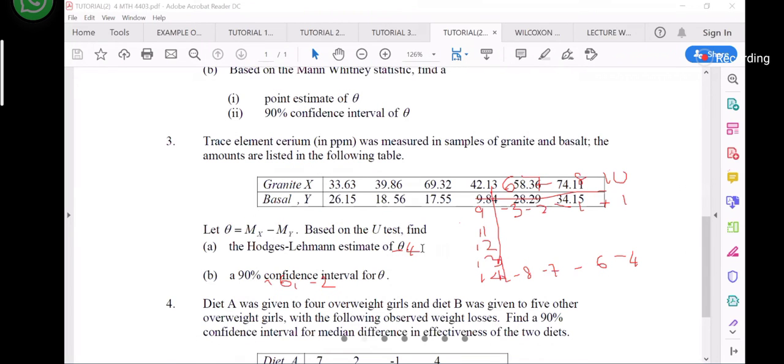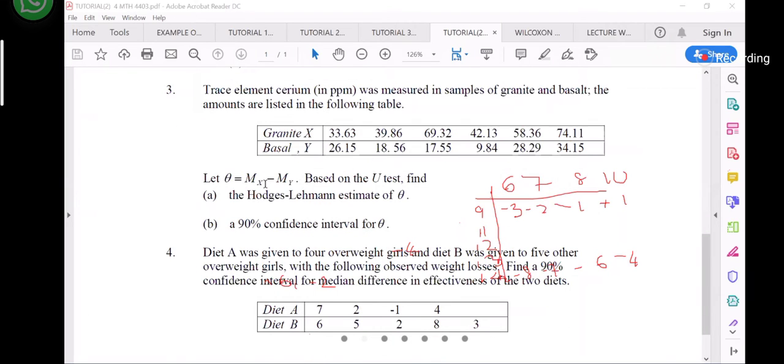Look at this. Find the Hodges-Lehmann estimate. This is actually the point estimate. For the Mann-Whitney, we call it the Hodges-Lehmann estimate of theta. So for 3A, what do you get? Median?